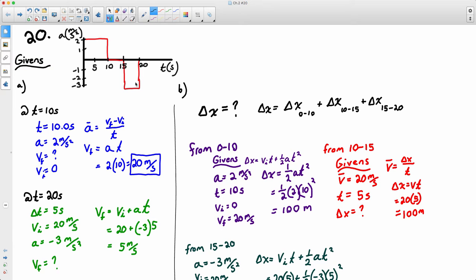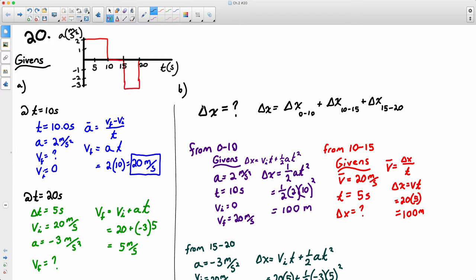But my acceleration now from 15 to 20 is -3. And so that's over a 5-second interval. So I'm trying to find out what my v final is. So if I use this same formula up here, but now isolate v final, but I do have a v initial, then I get 20 plus -3 times 5, which is 5 meters a second. Okay, so A is pretty straightforward.